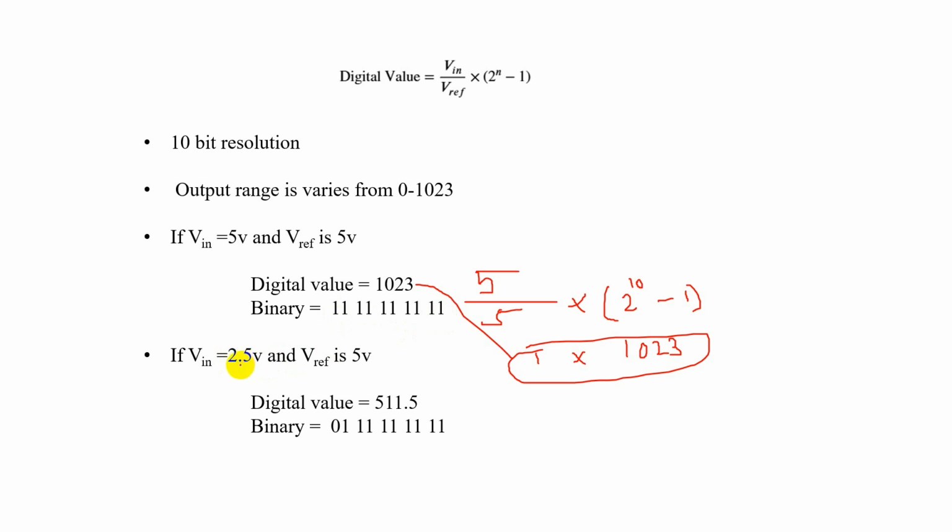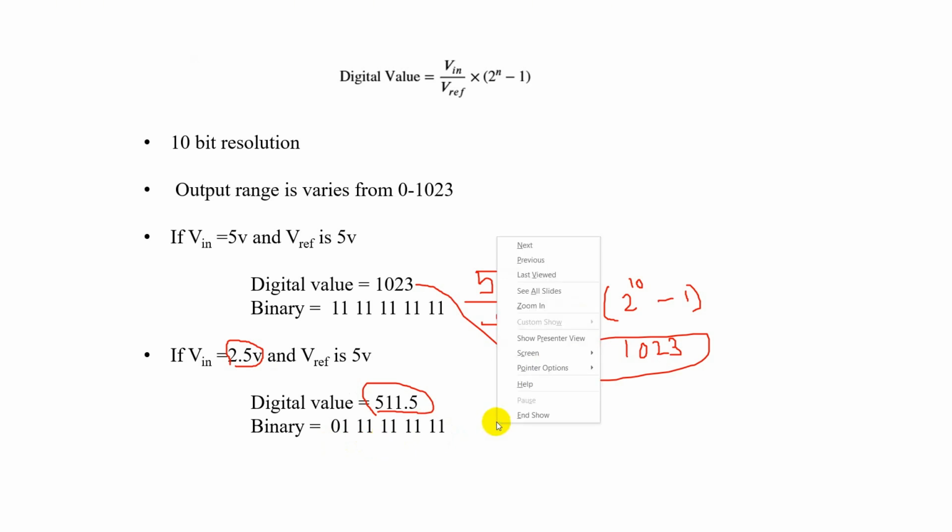For example, consider an LM35. The LM35 V out was 2.5 volts, which was given to our microcontroller as V in. So what will happen? V in divided by V ref, 2.5 divided by 5, we will get 0.5. 0.5 times 1023 we will get 511.5. The corresponding binary value we will get is 0111111111, except the first bit, the remaining are all 1.